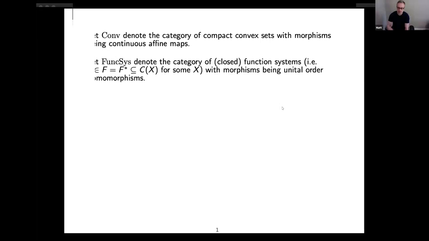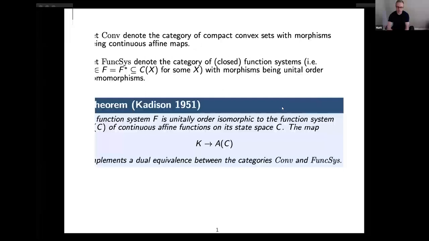And there's a theorem due to Kadison. It's often called Kadison's representation theorem. It goes back to 1951. And it says that a function system is unitally order isomorphic.